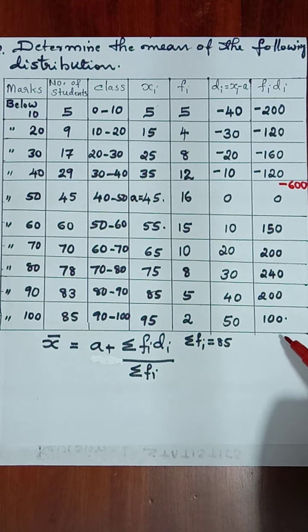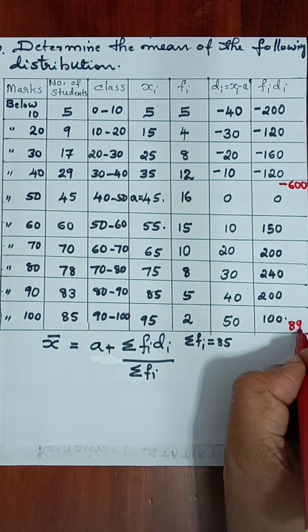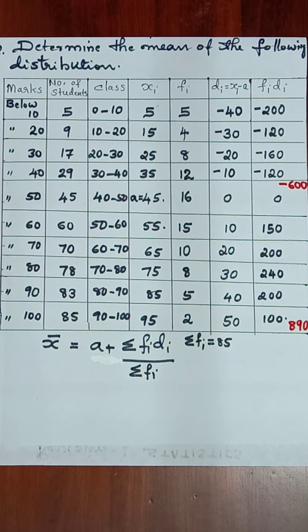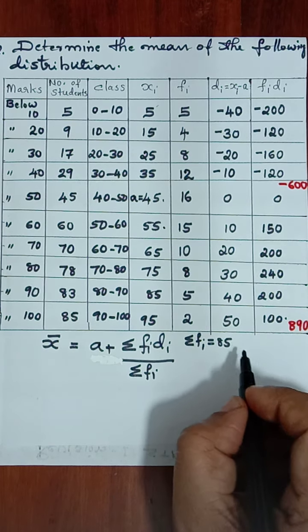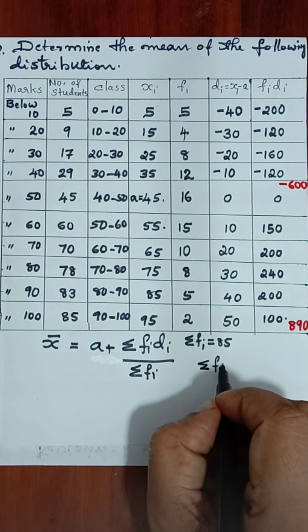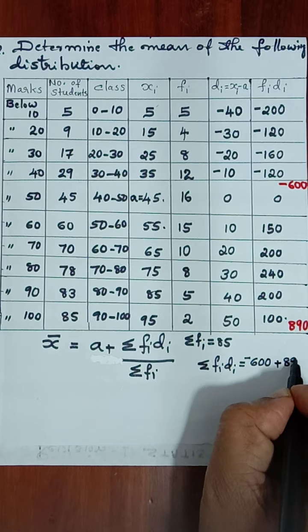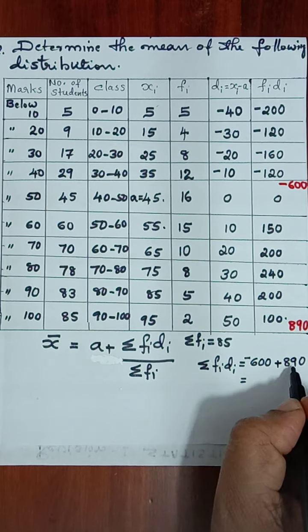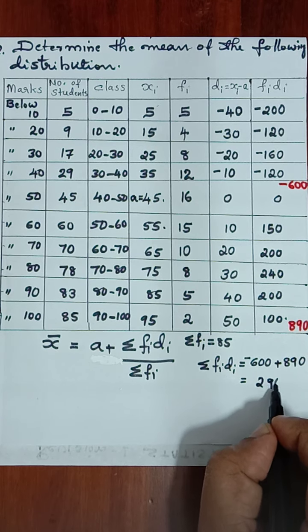Whereas the sum of all these positive numbers, 150 plus 200 plus 240 plus 200 plus 100, do the addition, you will see that it is 890. So how to get the difference? Negative 600 plus 890. The signs are different, therefore sigma FiDi is equal to negative 600 plus 890. Find the difference and give the sign of the greater number. The difference will be 290.